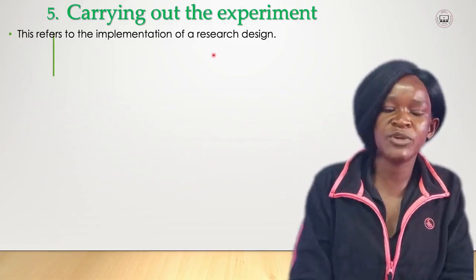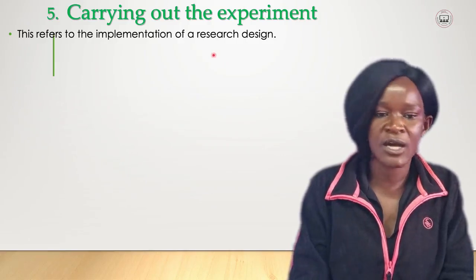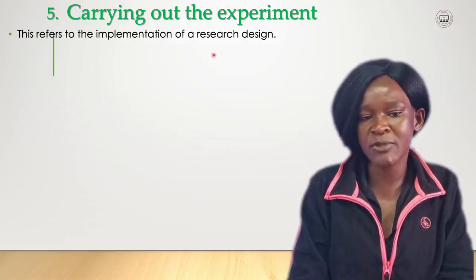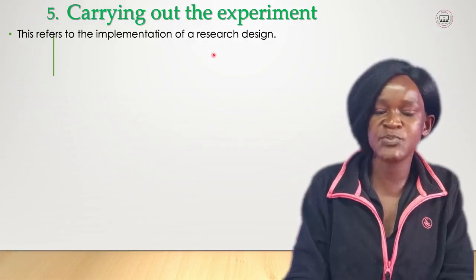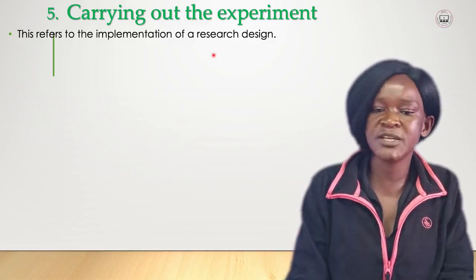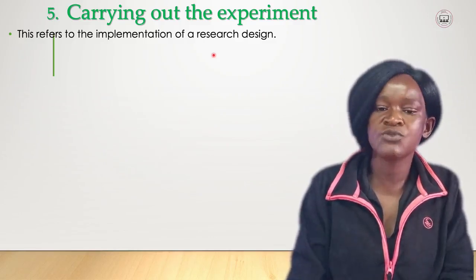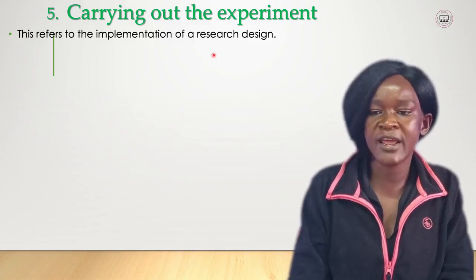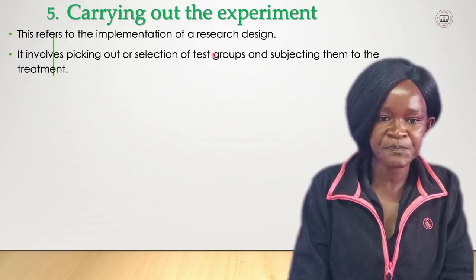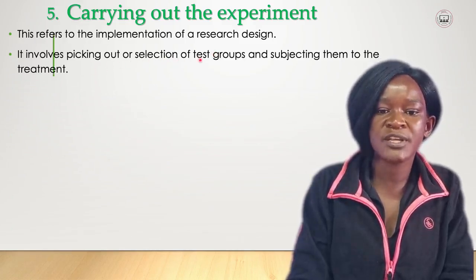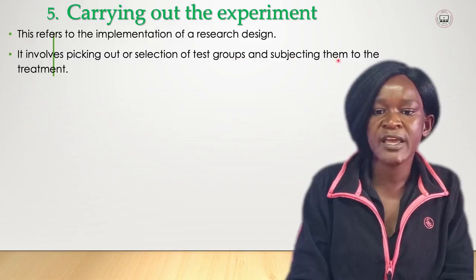You just implement. For example, it means you have, let's say, two plots where in one plot you are going to plant maize and you are not going to apply DSP fertilizer, while in the other plot you are also going to plant the same maize, but you are going to apply DSP fertilizer. So you carry out the experiment. It involves selection of test groups and subjecting them to the treatment.